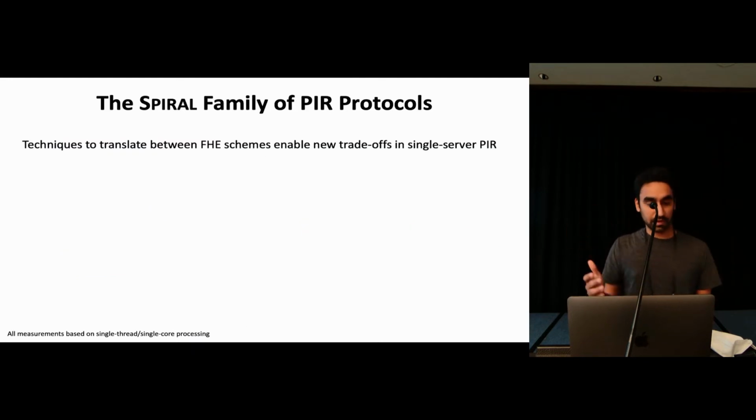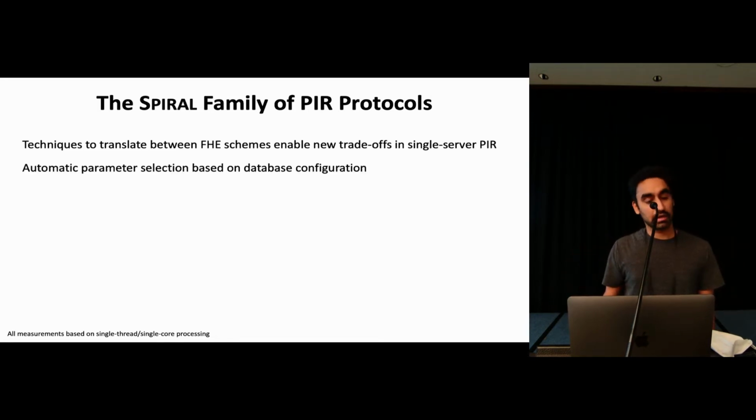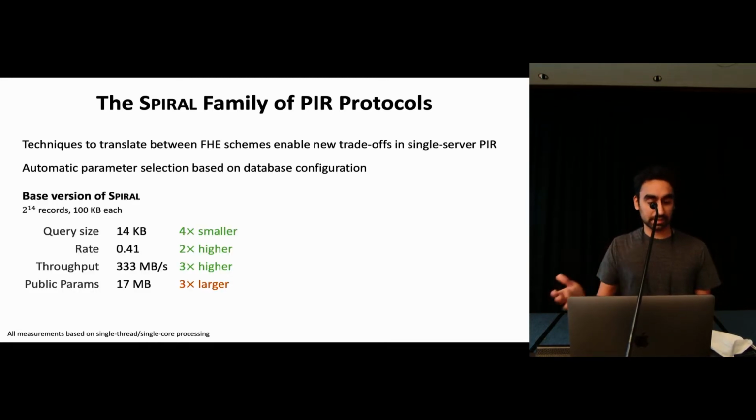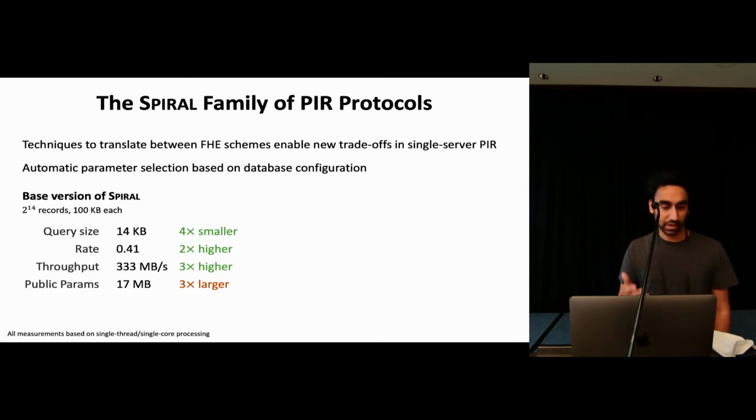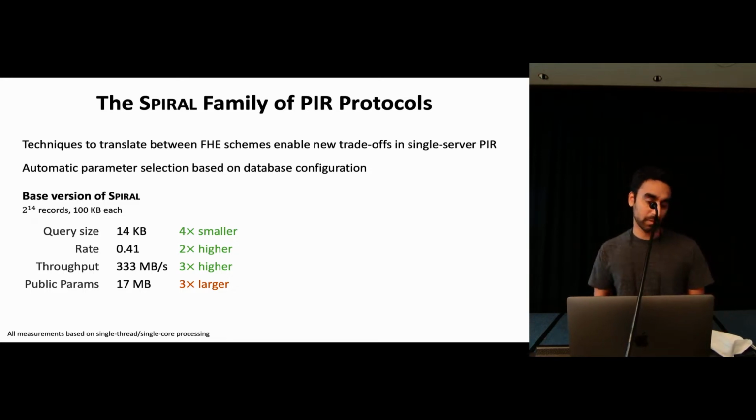So just a summary of our results, we introduce a family of PIR protocols that leverage techniques to translate between FHE schemes, and we achieve significant new results in single server PIR. We use automatic parameter selection based on the database configuration to choose parameters for our scheme, of which there are a lot to choose. And ultimately, this lets us achieve significant simultaneous improvements in query size, rate, and throughput over the best state-of-the-art prior. But in exchange, our public parameters are larger.